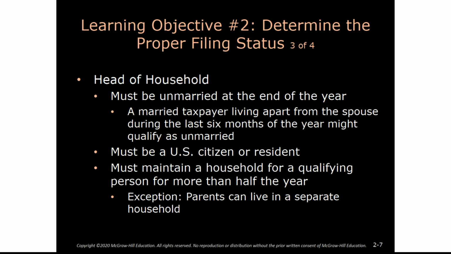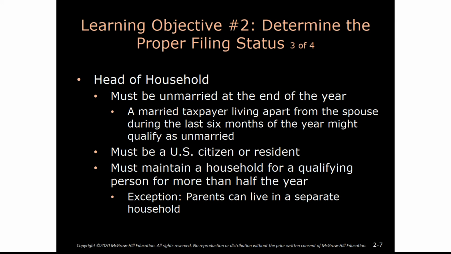Another filing status is head of household. Here the person is unmarried as of the end of the year. A married taxpayer living apart from the spouse during the last 6 months qualifies as unmarried. Must be U.S. citizen or resident, maintain a household for a person for more than half the year.